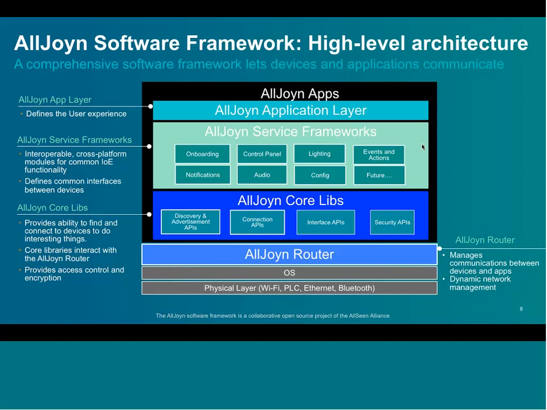Now each of these pieces, for each of the modules that I talked about, the router, the core, and the service frameworks, these aren't just specs. They're software hosted by the Linux Foundation on the AllSeen Alliance, that you can go to github.allseenalliance.org and pull down. So it's all there as part of the open source project, readily available for anyone to use.